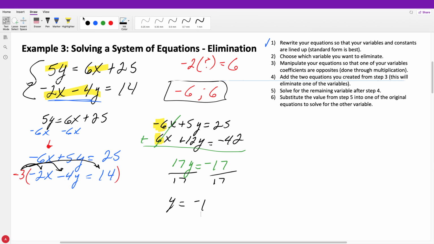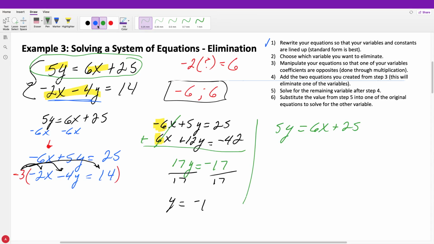And once I figured out what y is equal to, I can now go ahead and substitute into any of these equations to solve for x. It really doesn't matter which one you're going to choose. I'm just going to go ahead and choose this one here, since my x and y's are already on opposite sides of the equation, but it really doesn't matter. So now 5y = 6x + 25. So instead of y, I know it's equal to -1. So 5 times -1 is equal to 6x + 25. Well, 5 times -1 is -5, so -5 = 6x + 25.